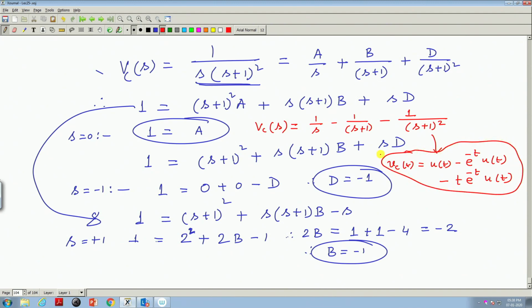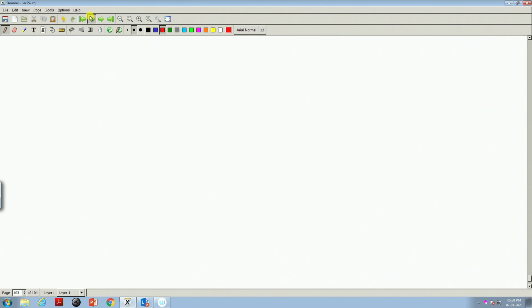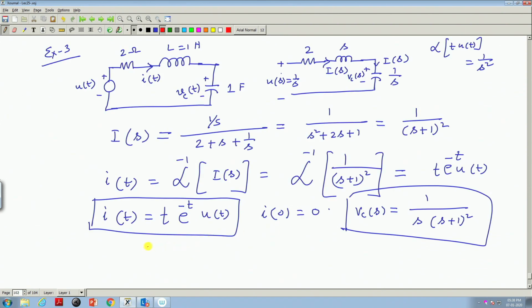At t equal to 0, does it satisfy this boundary condition? Yes, if you see t equal to 0, this is 0, this is 1 minus 1, 0. And if you differentiate this, you should get the current expression. This i(t) you should get back if you differentiate that. There are several ways of cross checking.